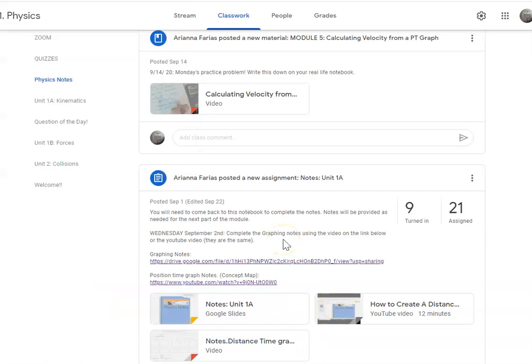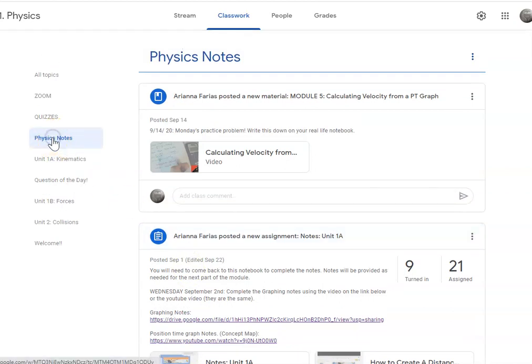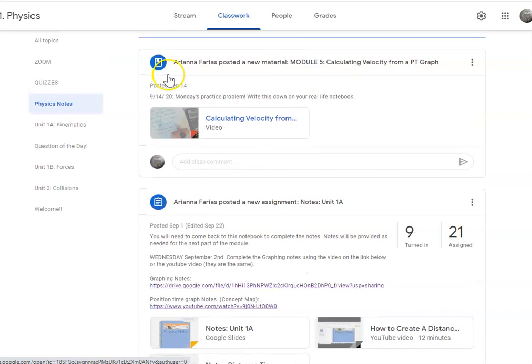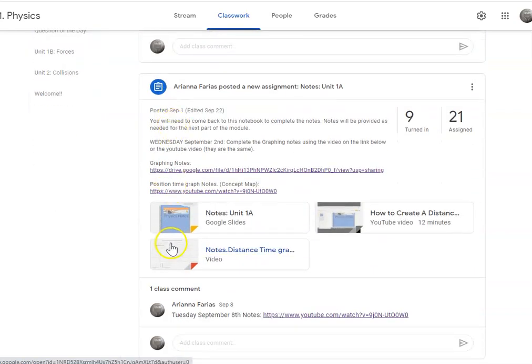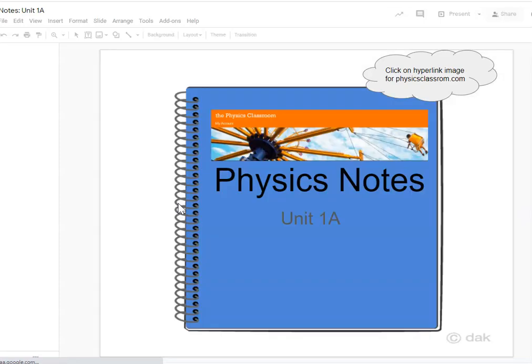All right, so we're coming back to the notes. Everybody is still wondering where the notebook is located. For Ms. Farias' class, your notes are under physics notes. We made some calculating velocity notes that did not belong to your notebook, but then you have a digital notebook. So this goes on a paper notebook, and this goes into the digital notebook. So we're going into the digital notebook again today.